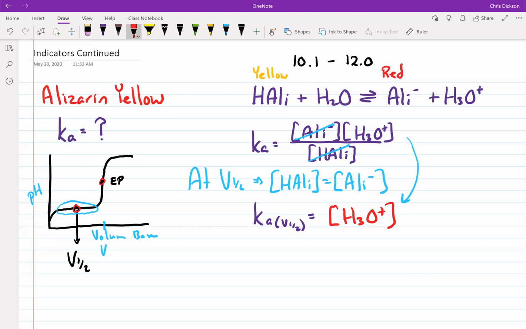So how could we use that? Well, we could look for the pKa for the indicator. I didn't use that word yesterday. We could look for pKa first.